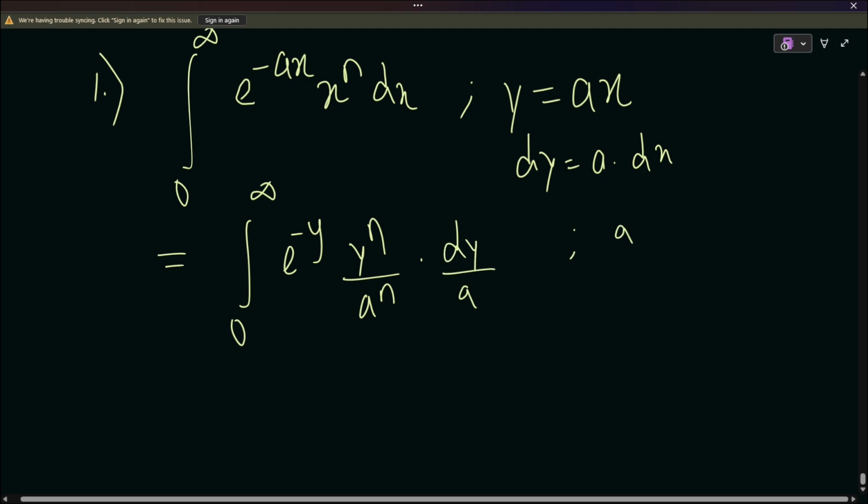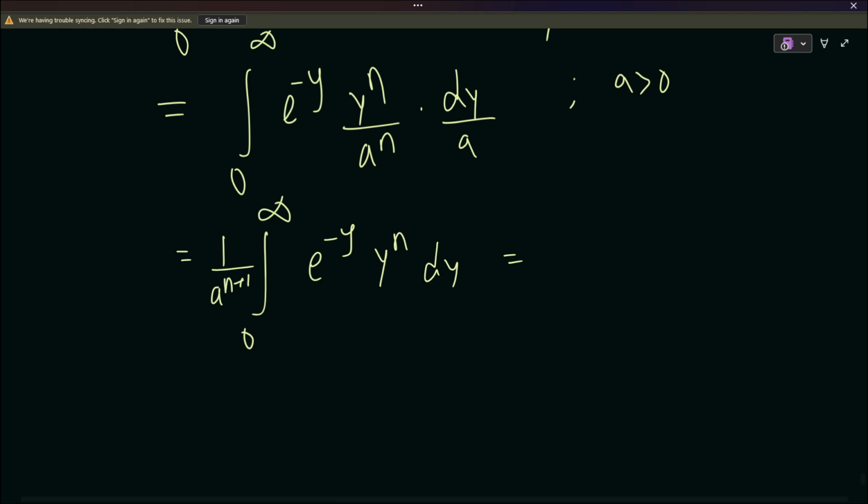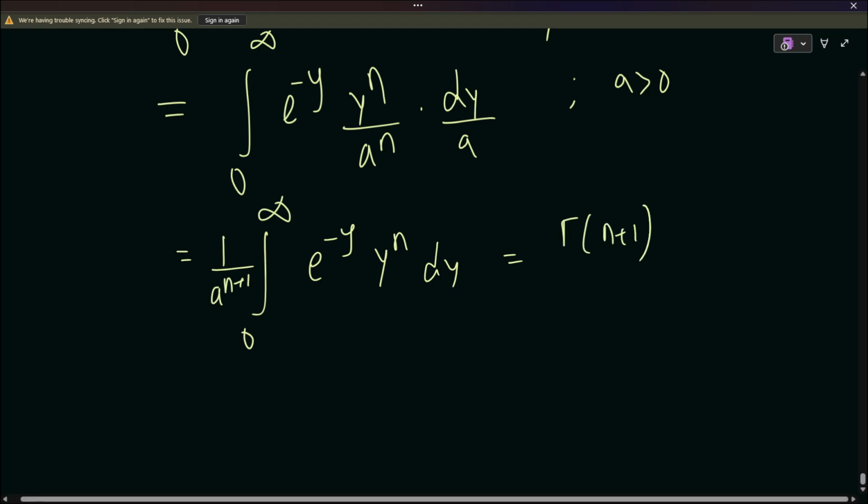Of course, we must have a greater than 0, since otherwise the integral will diverge. We have not touched any topics of convergence or divergence yet, but just remember that a must be greater than 0 here. Now, 0 to infinity, 1 by a to the power n plus 1 outside, we have e to the power minus y into y to the power n dy. Now this is essentially the gamma function, but notice that this is gamma of n plus 1 and not gamma of n. If you remember, there was a minus 1 in the definition of the gamma function. So this would give you gamma of n plus 1 by a to the power n plus 1.